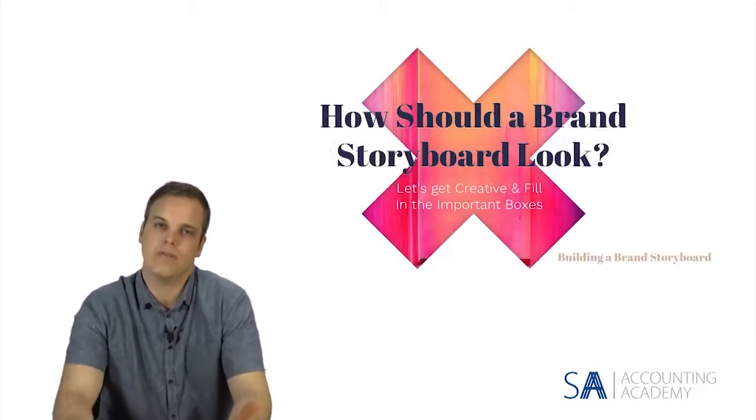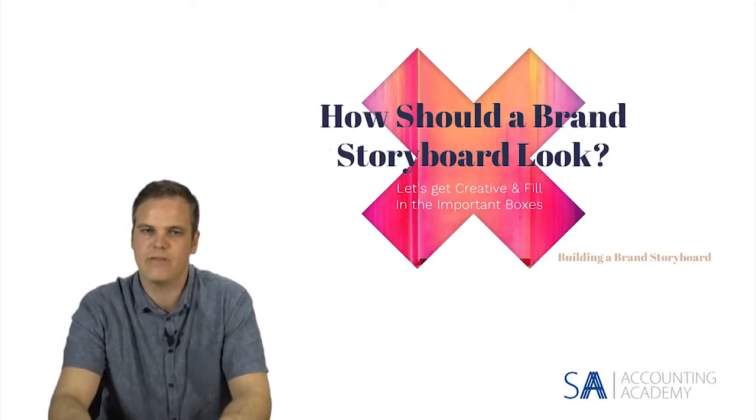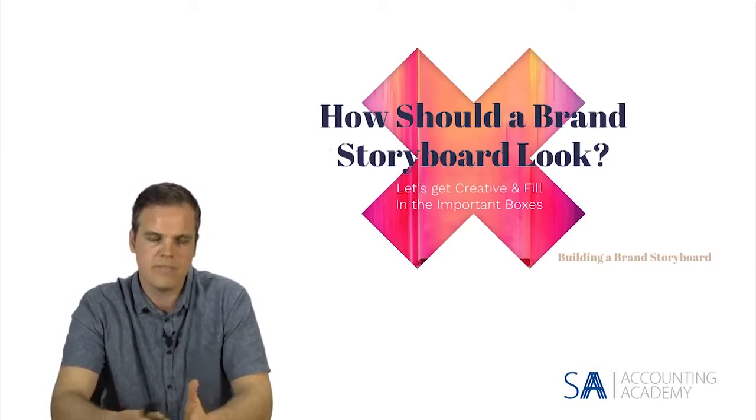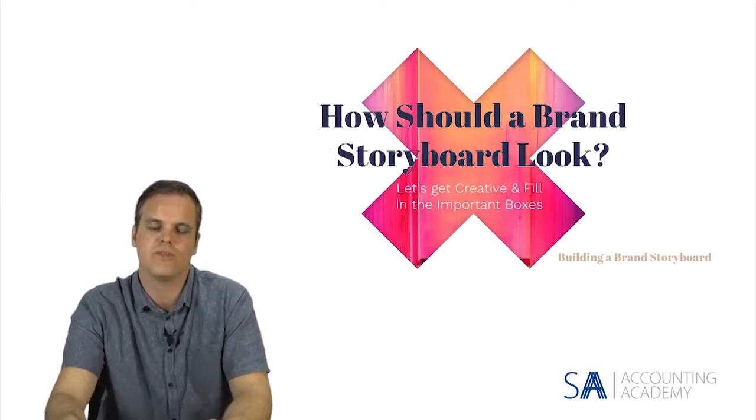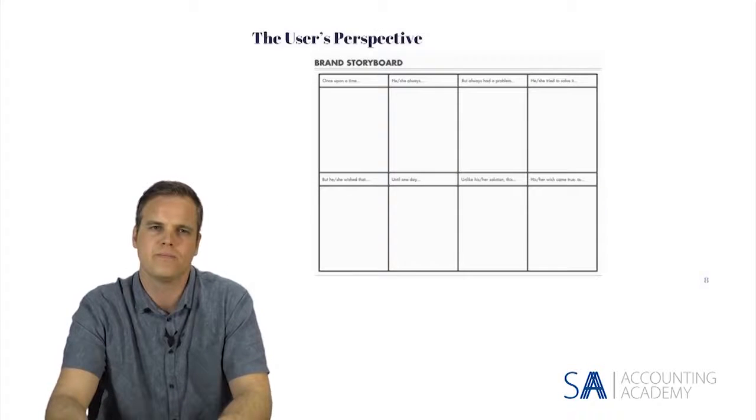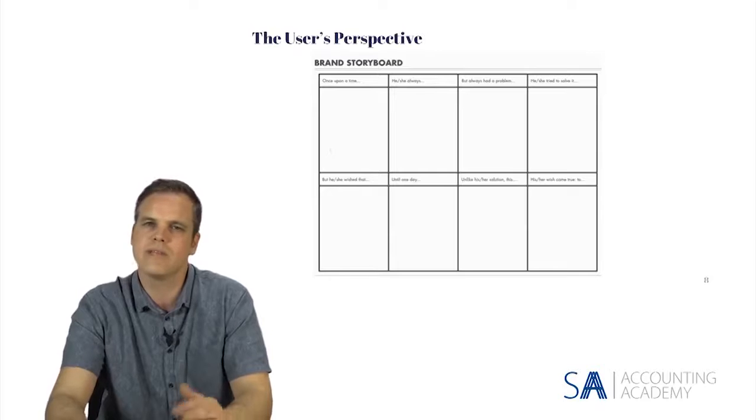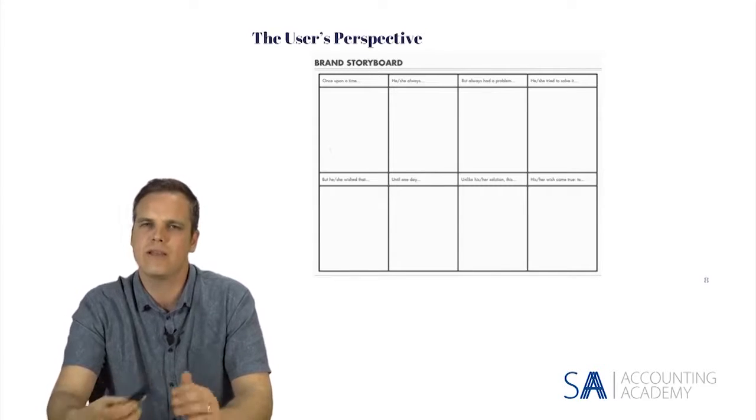So how should a brand storyboard look? Let's start getting creative and let's start assigning boxes and filling in important information. It ties back to the user personas right through to lifetime value. A typical brand storyboard with 8 boxes starts like a nursery rhyme, once upon a time. And that's looking at the client perspective.